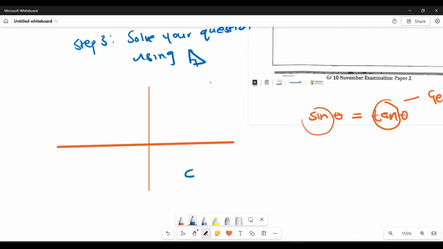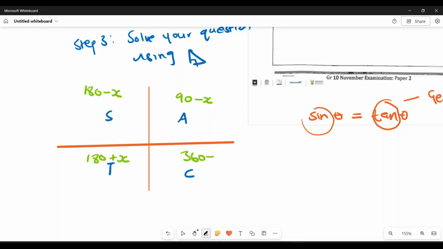Right? So this is CAST. So this is cos. Here, all is positive. Sine. This is tan. Now, my angles, here it's 90 minus x. This side it's 180 minus x. Here it's 180 plus x. And this here is 360 minus x.